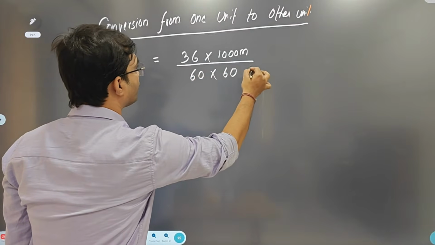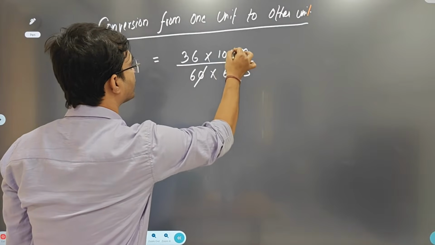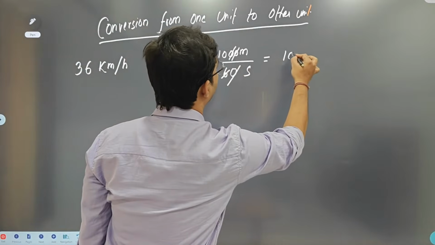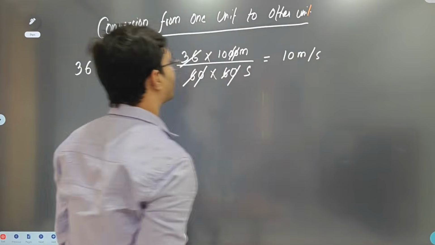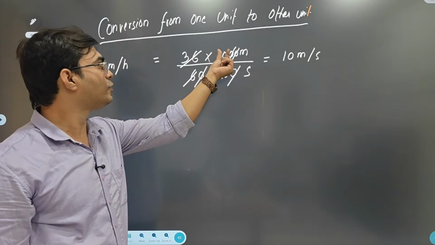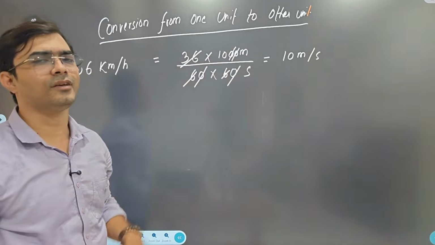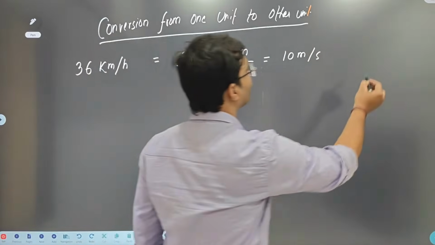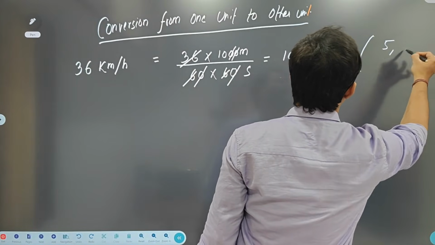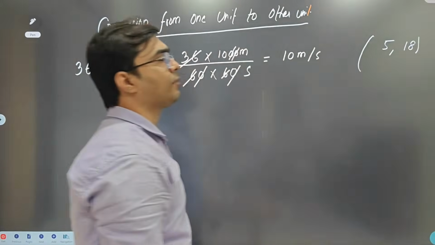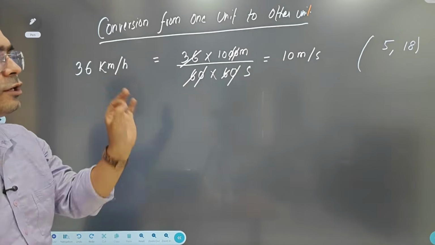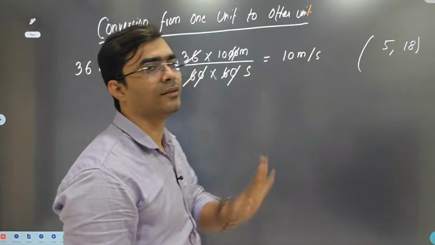Then this 0 will get cancelled. 6 into 6 is 36. The answer will be equal to 10 meter per second. Clear? So what is my factor? The factor is nothing but basically we are multiplying by 1000 by 60 into 60. If you simplify that, your factor will be in the form of 5 by 18. So if you just remember the two numbers, whenever we are converting kilometer per hour to meter per second, two numbers are important. One is 5, other is 18.